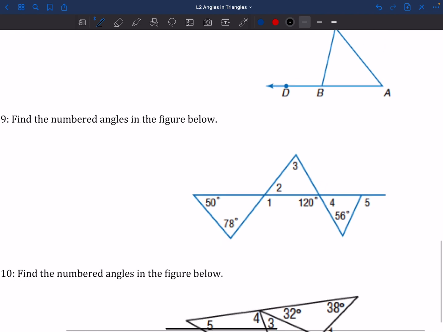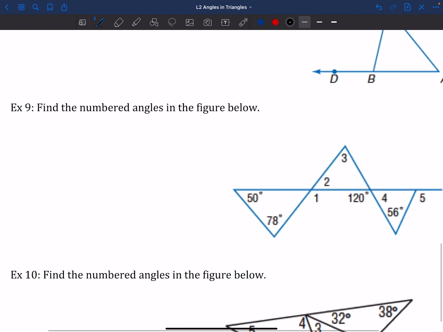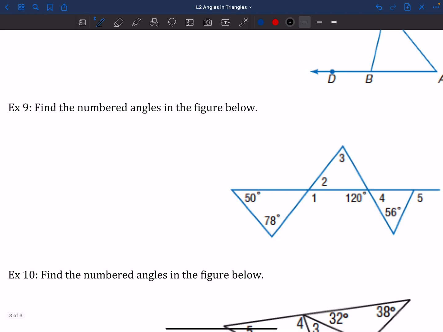Whew, what a doozy this looks like. So we want to find out all of those missing numbered angles, so 1, 2, 3, 4, and 5. So again, what I would suggest is start with angle 1. To find the measure of angle 1, we just have to look at the diagram first and see, all right, what do I got?